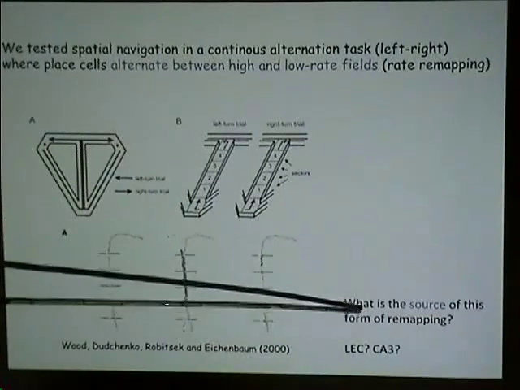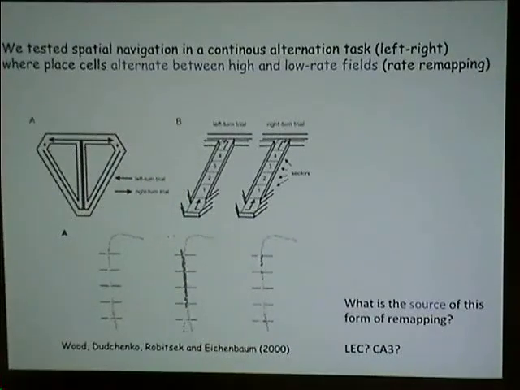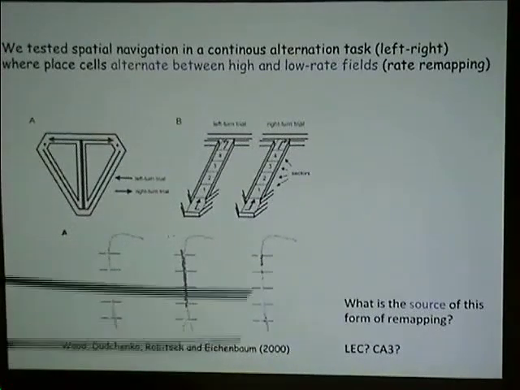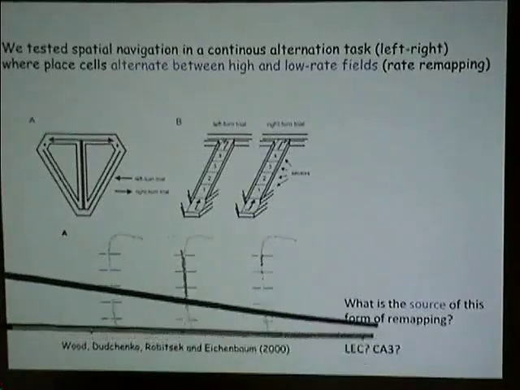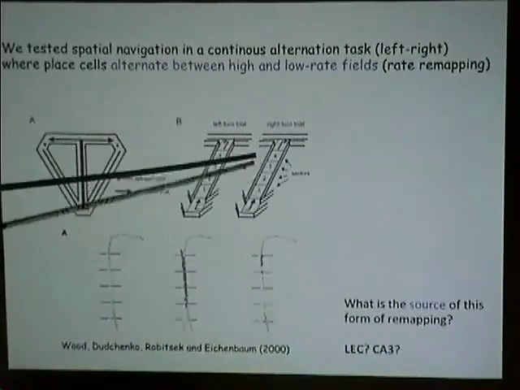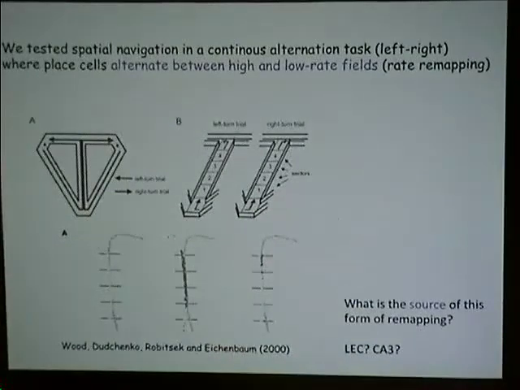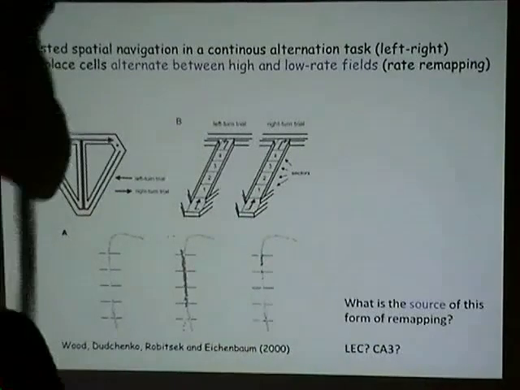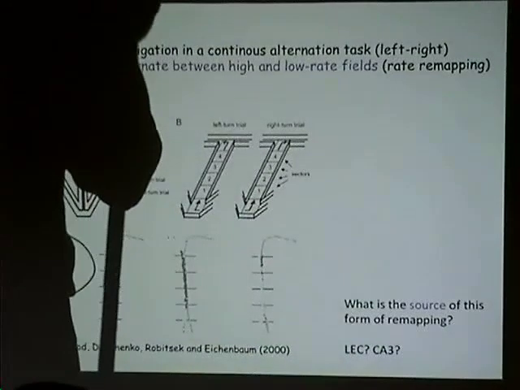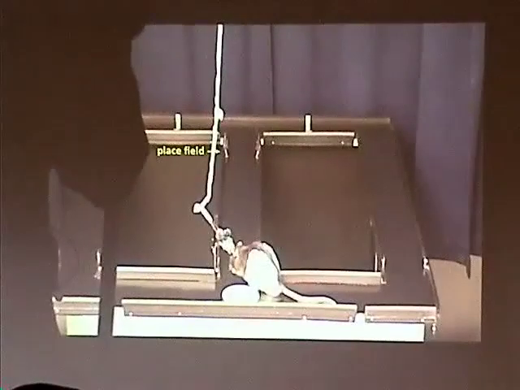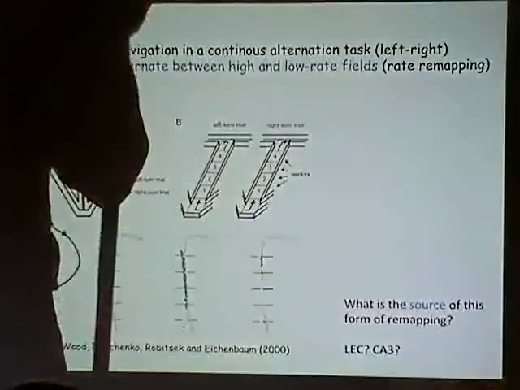Questions have been where does this come from, or how does it arise, and it hasn't really been resolved at all. Possible inputs could be the LEC, or it could arise maybe in CA3, because nearly all of this has been done in CA1. So to try to find out, we use the same type of task.